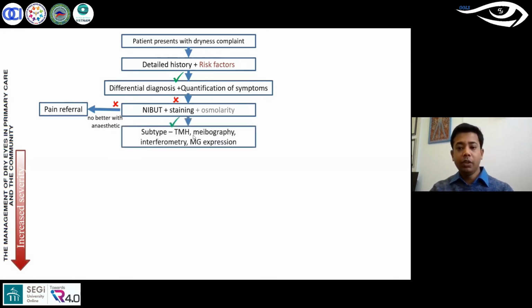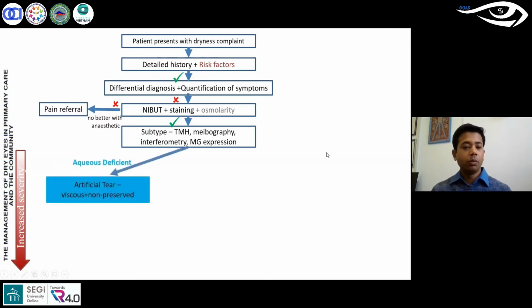Now, if it's yes, then we go for subtype, and the subtype is aqueous deficient or evaporative dry eye. So tear meniscus height, meibography, interferometry, which is an assessment of the lipid layer thickness, and meibomian gland expression will tell us which direction it is going. Is it meibomian gland dysfunction, and what type?